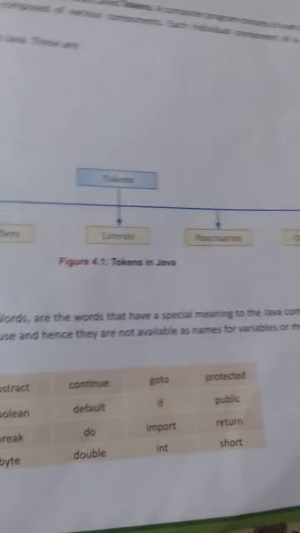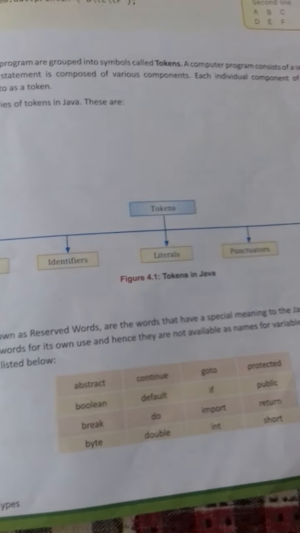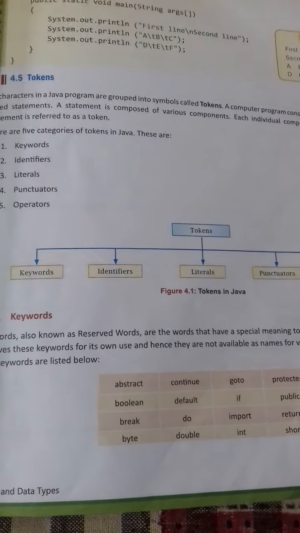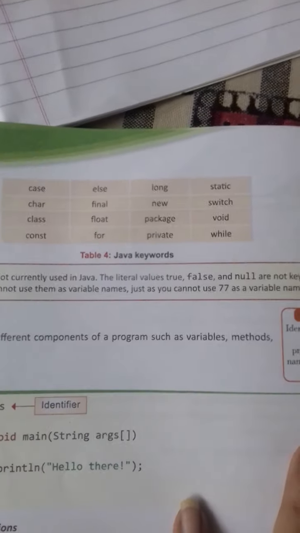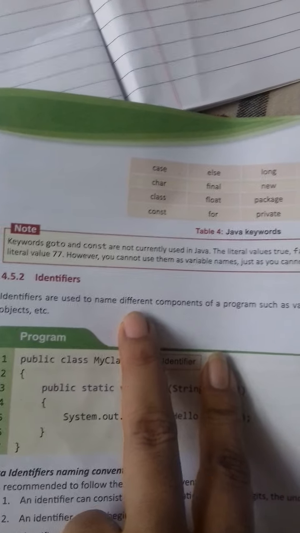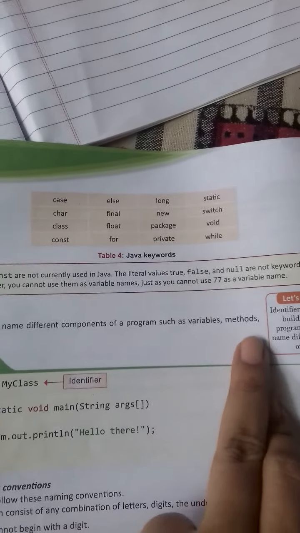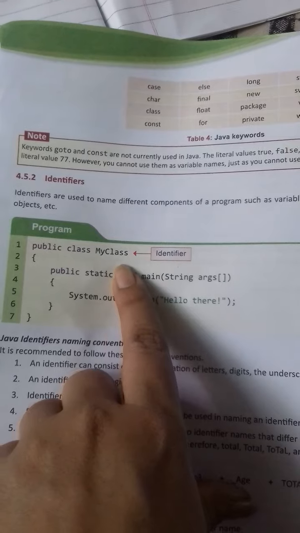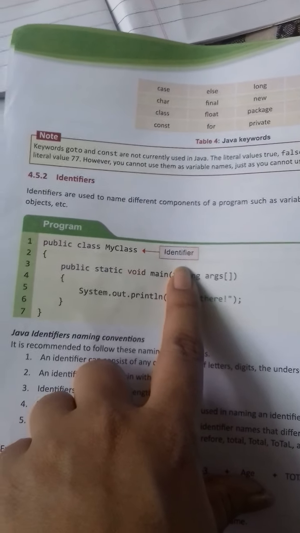Okay, this is a table given and these all are keywords. So you can see abstract, continue, default, if, int. These are keywords. So we cannot use them in our program because they are reserved by Java. Similarly, identifiers. Just now I told you that identifiers are used to name different components of a program such as variables, methods, objects, etc. Suppose you see this program, public class my class. So my class is a name which is given by me, so it is an identifier.